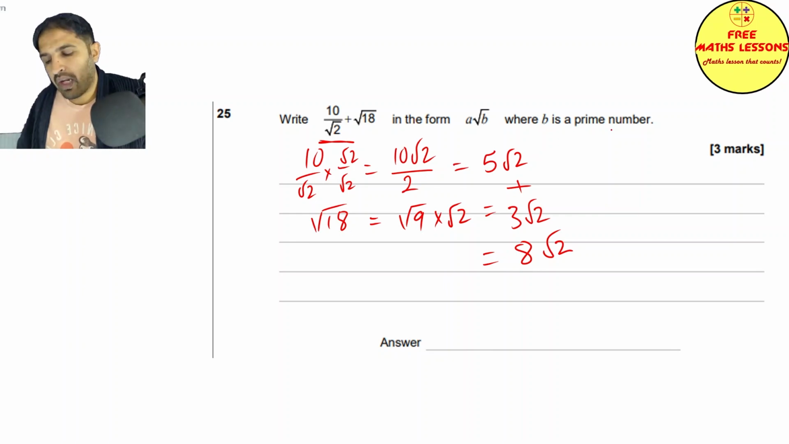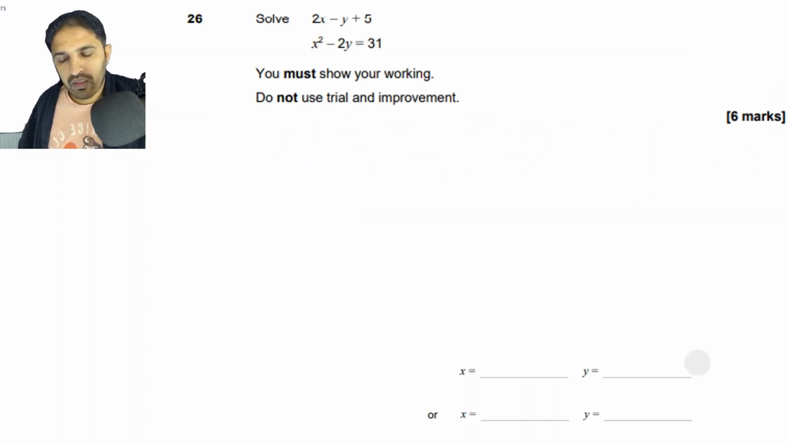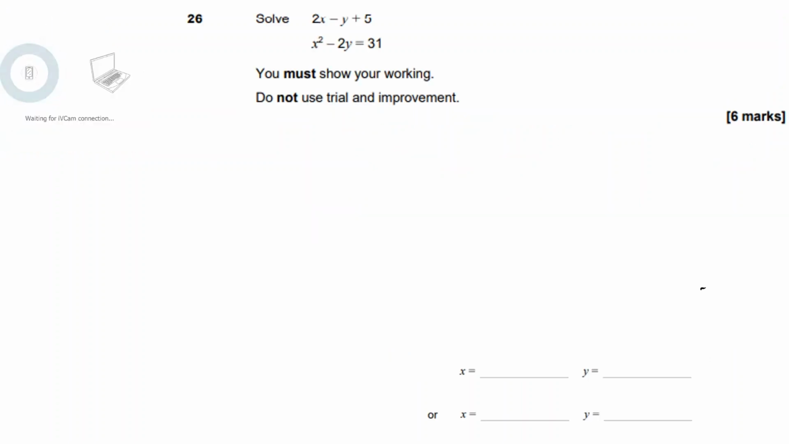And it's saying b is a prime number. So b is inside the square root, and 2 is actually a prime number. Okay, that's just testing your knowledge about prime numbers. So we got 8 is a, and b is 2. Right, okay.